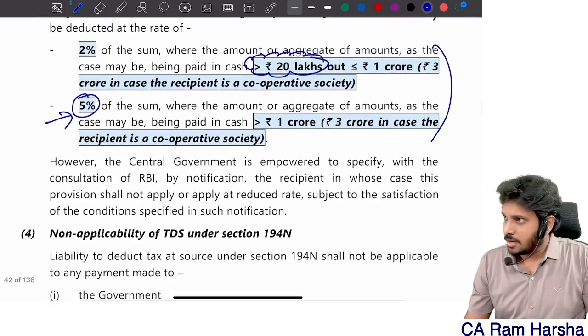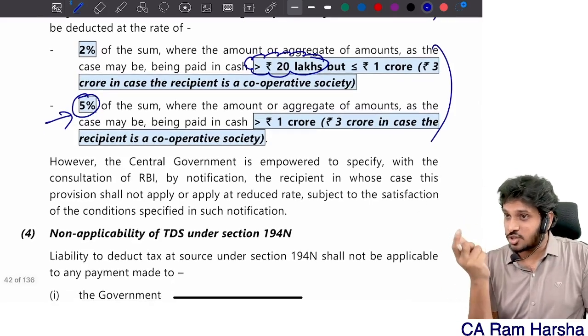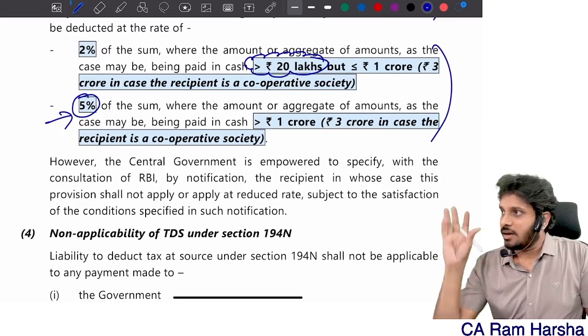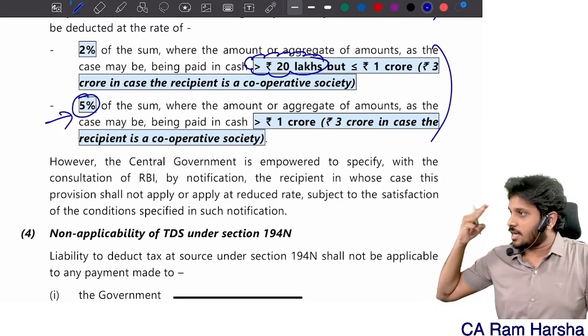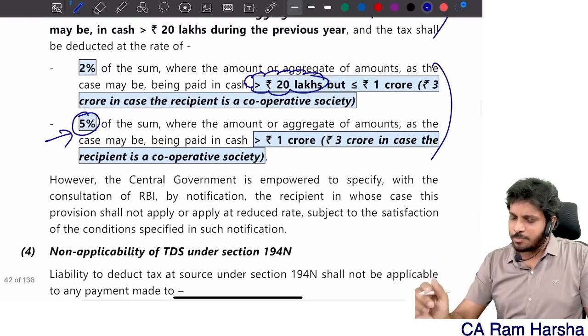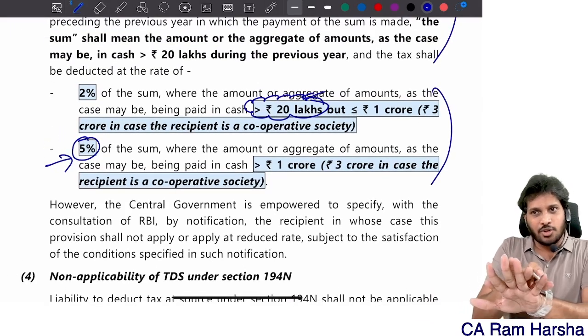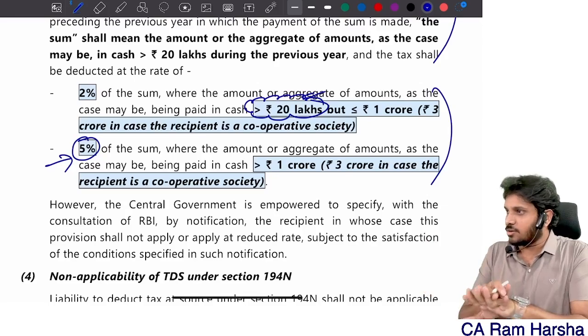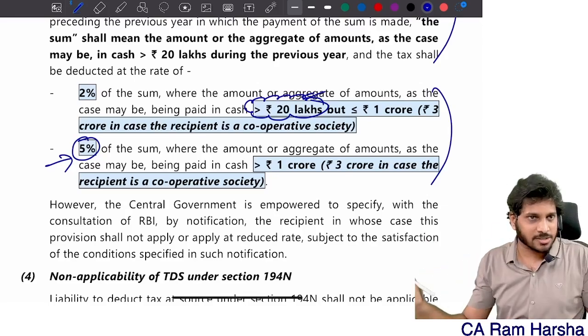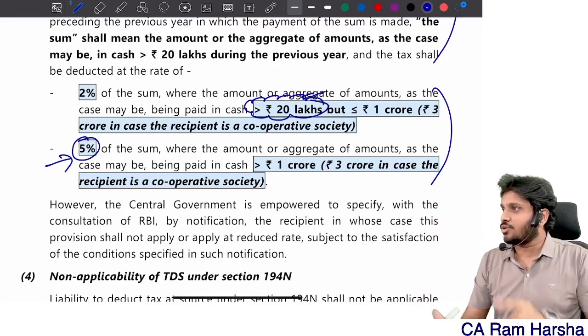All of you. If the recipient, if the customer is a society, obviously 3 crore is the limit applicable, up to 3 crore. But in both cases, 20 lakhs is the lower limit. By default, 1 crore. Up to 1 crore on cash withdrawal, no TDS. But the moment it crosses 1 crore, 2%.